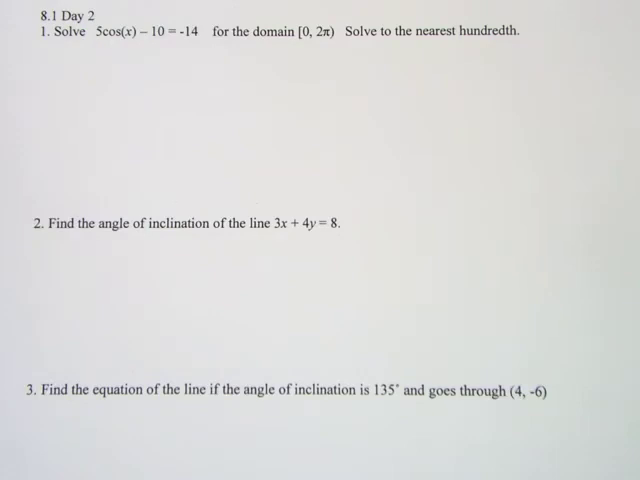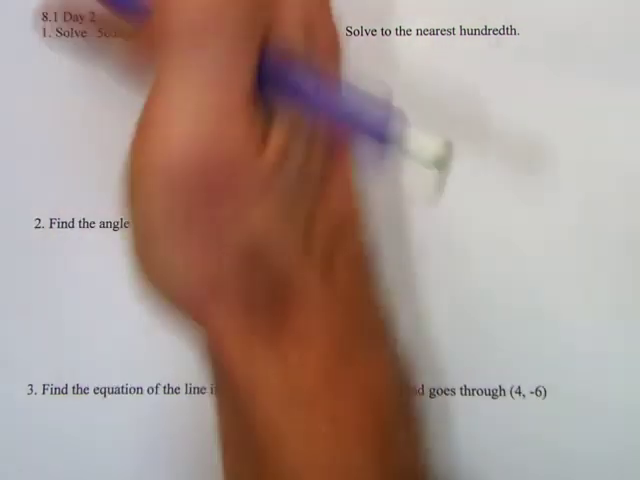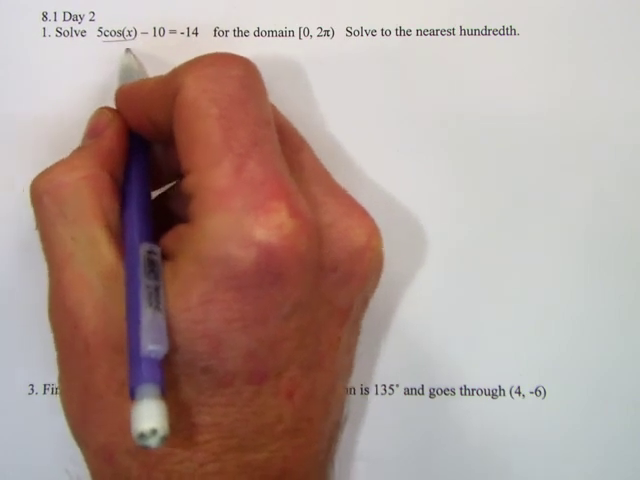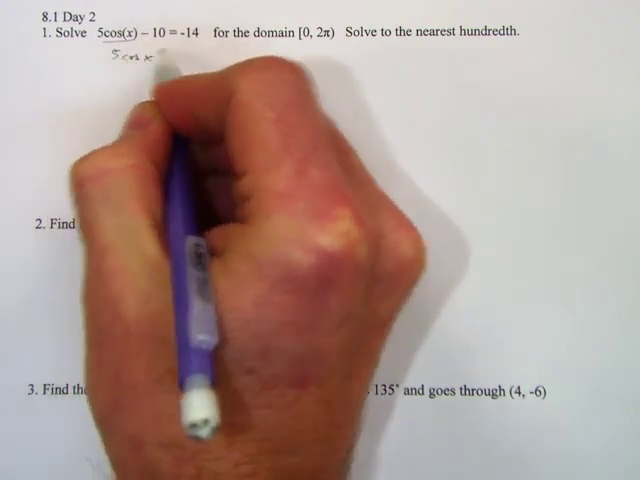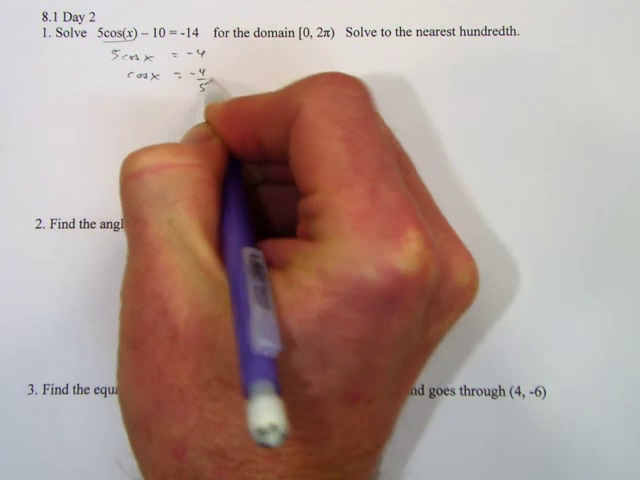For this lesson, what we're going to do is just pretty much more practice of the same basic thing. So, what are we going to do with this one? We're going to move the tangent. We want to isolate the cosine x. So we have 5 cosine of x equals negative 4. Cosine of x equals negative 4/5.